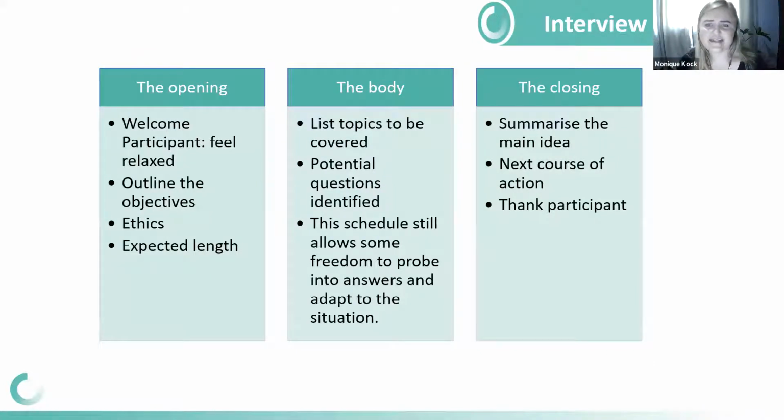So with regards to the interview skeleton, the first thing that we need to identify is the opening. Whenever you start with an interview, you start with an opening. When you start with the opening, you start by welcoming the participant. You would like the participant to feel relaxed.